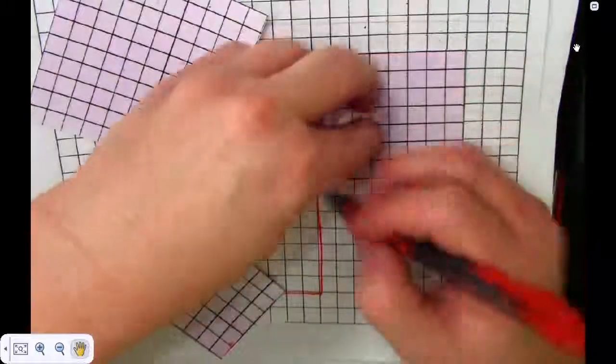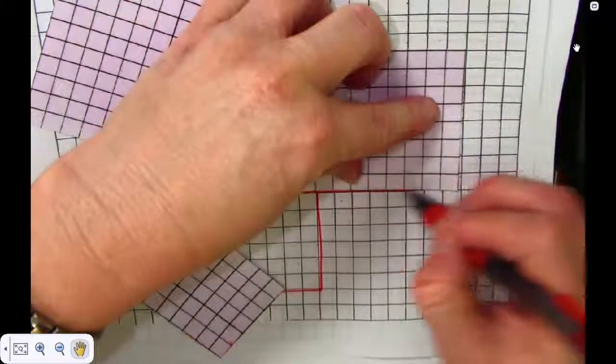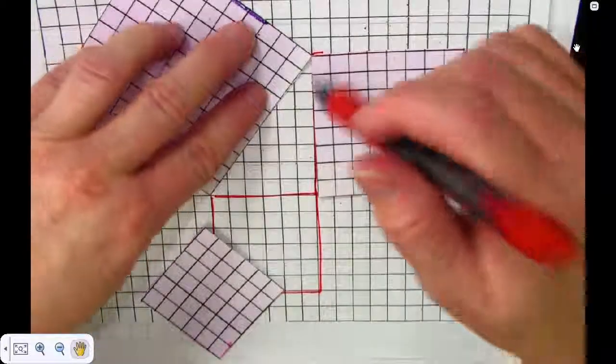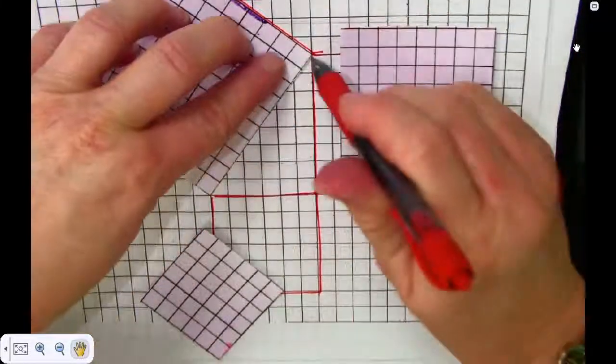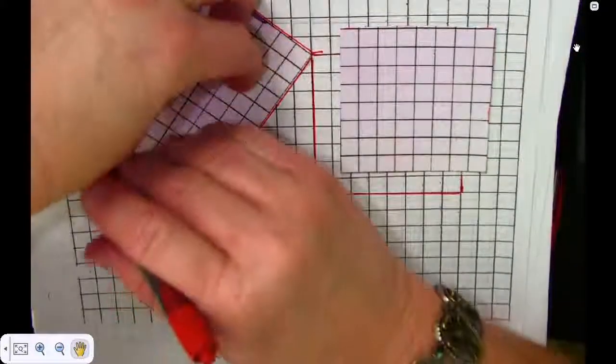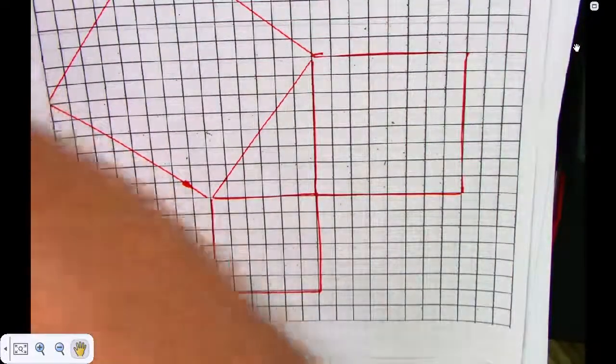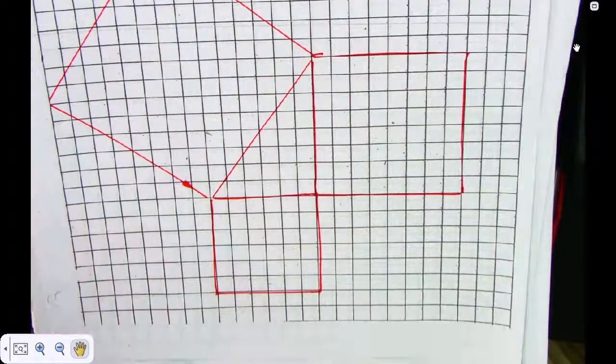Remember, once you know where it's going to be, you can pick your square up. But the largest one you have to trace around. And then label the areas.